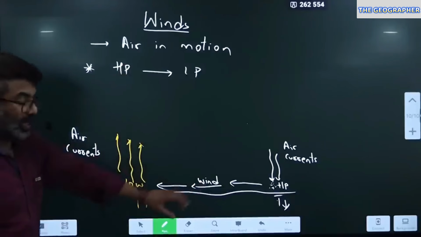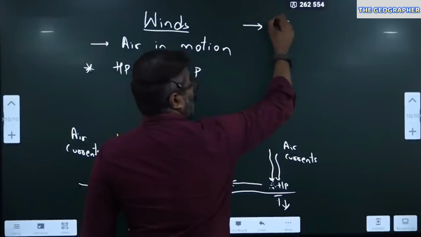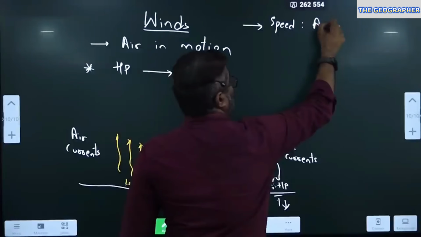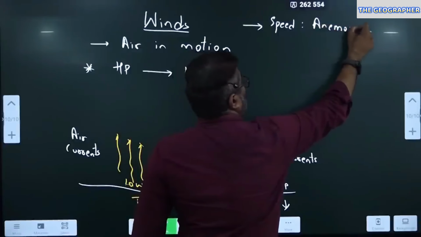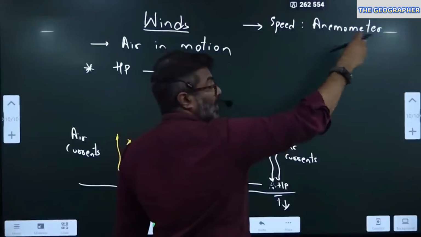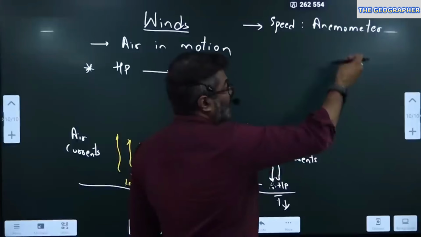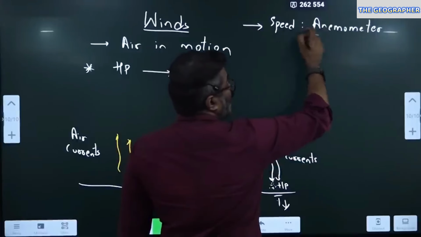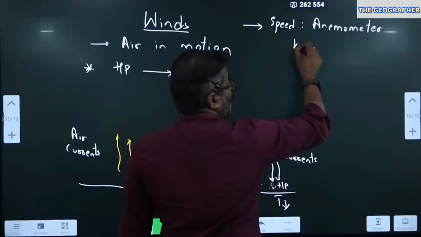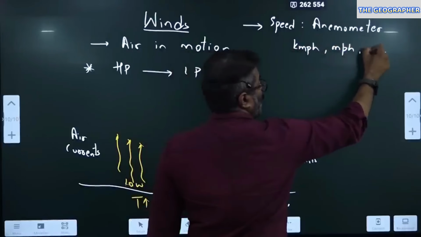Before going into the basics, first you will understand the wind speed. Speed of the wind is measured using an anemometer. This is asked in some small exams, like the Police Sub-Inspector, Excise Sub-Inspector, PDO, FDA exams, your government exams. Speed of the wind is measured using an anemometer. Unit: kilometer per hour, miles per hour, or knot.